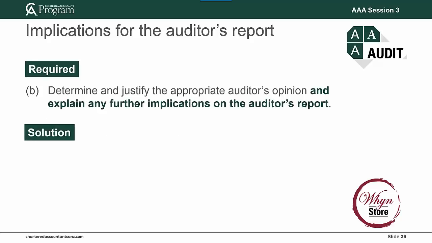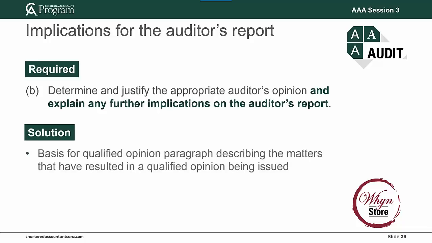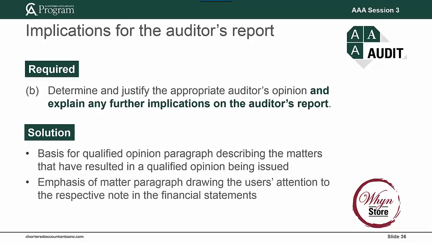So we have now answered the second part of the question. So in summary, we must include a basis for qualified opinion, describing the qualification. We must include an emphasis of matter paragraph, drawing the user's attention to the respective note in the accounts. So hopefully you were able to follow these steps and understand the rationale behind each. So congratulations, we have now answered both requireds.